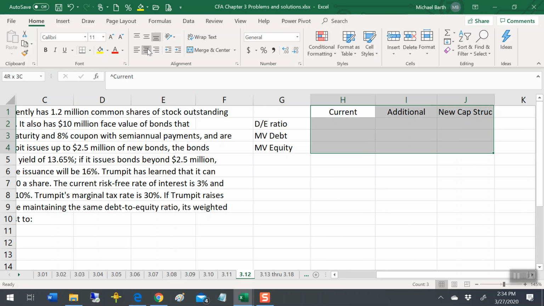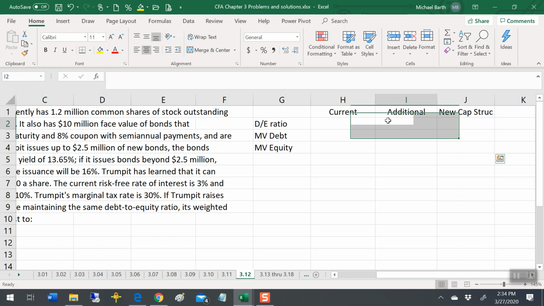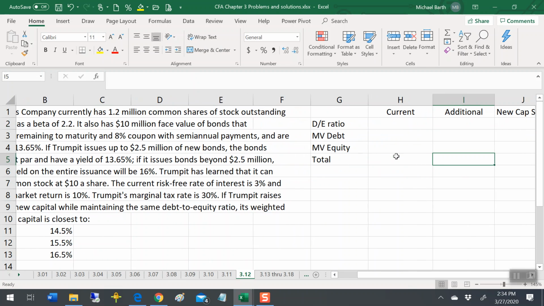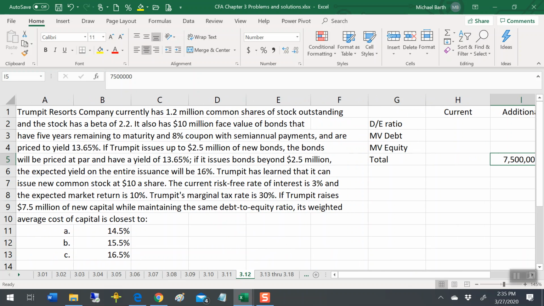All right, so if I know how much they currently have, piece of cake, I can use the additional. They're going to have an additional $7.5 million total. So my total capital for the new structure is going to be $7.5 million. All right, that's given in the problem. Okay, I'm going to raise $7.5 million in new capital, and it's going to be in some mix of debt and equity, so I need to figure out what that mix is now.